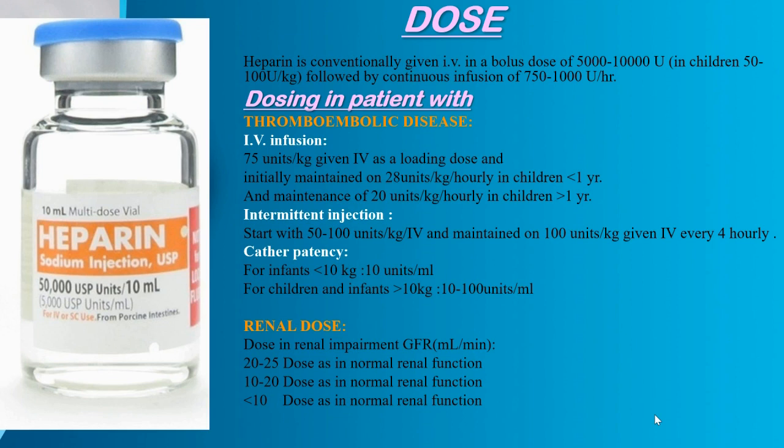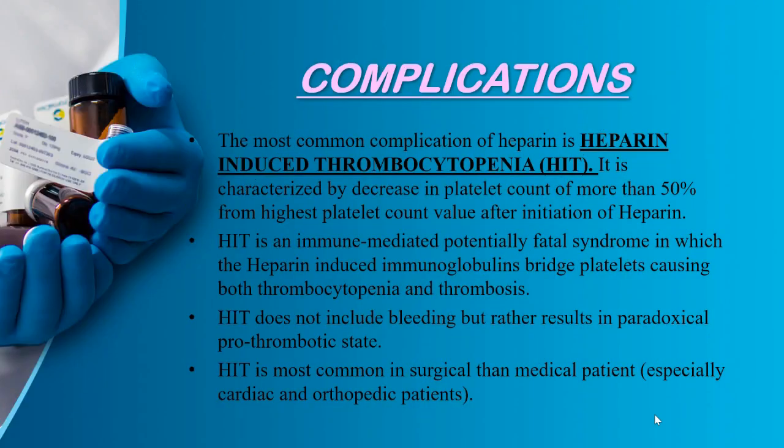Catheter patency: for infants less than 10 kg, 10 units per ml, and for children and infants greater than 10 kg, 10 to 100 units per ml. Renal dose: 20 to 25 dose in normal renal function, 10 to 20 dose as in normal renal function, and less than 10 dose as in normal renal function.